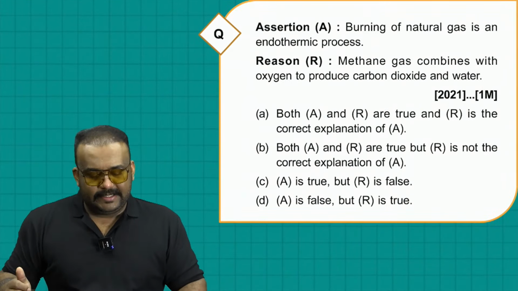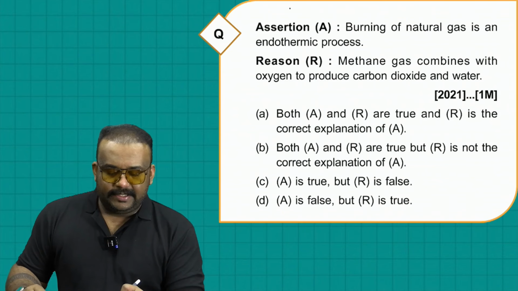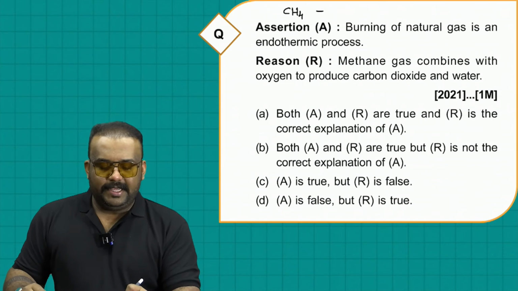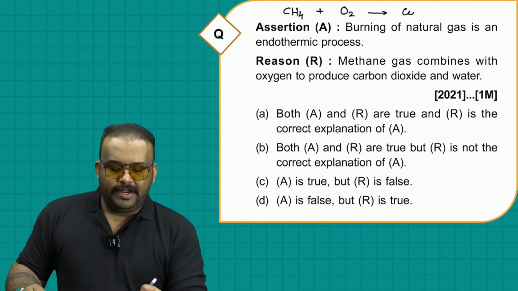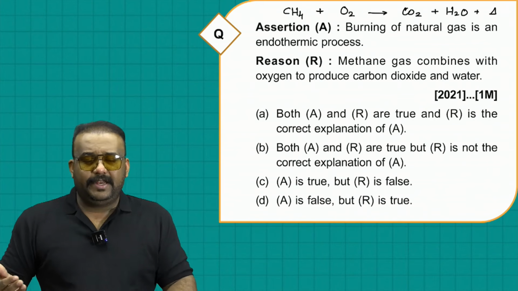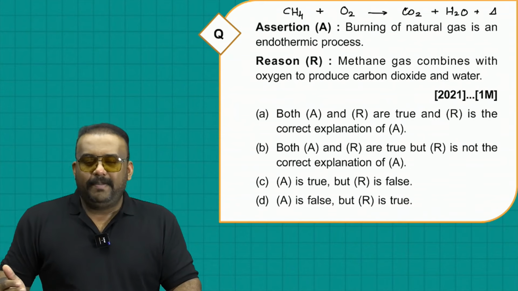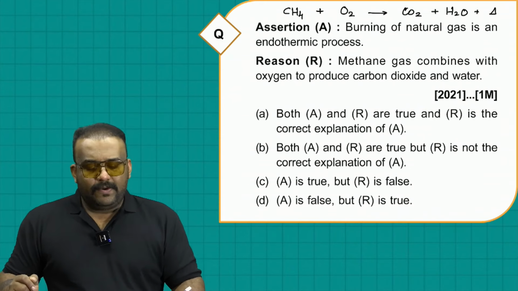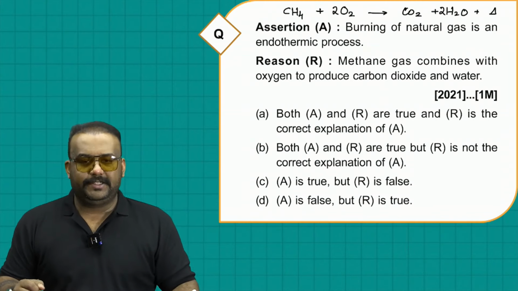Burning of natural gas is an endothermic process. See, you know that natural gas is methane, having the formula CH4. Burning in air means it is combining with oxygen, and you know that all the hydrocarbons burn in air to form carbon dioxide, water, and a lot of energy is released. And because of this reason, since they release a lot of energy, we use them as fuels, correct? Compressed natural gas or methane is such a fuel. So the balanced equation is CH4 plus 2O2 giving CO2 plus 2H2O plus energy.